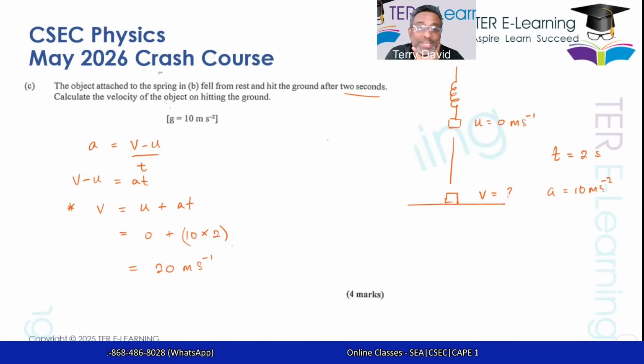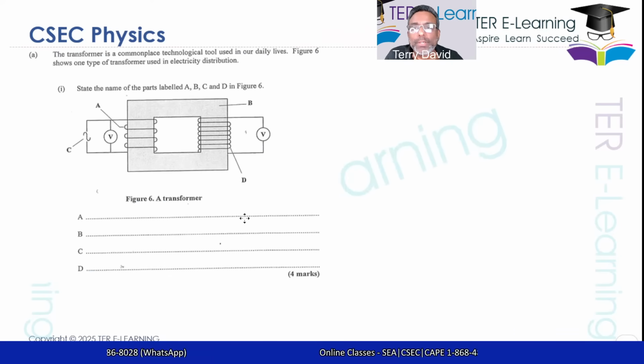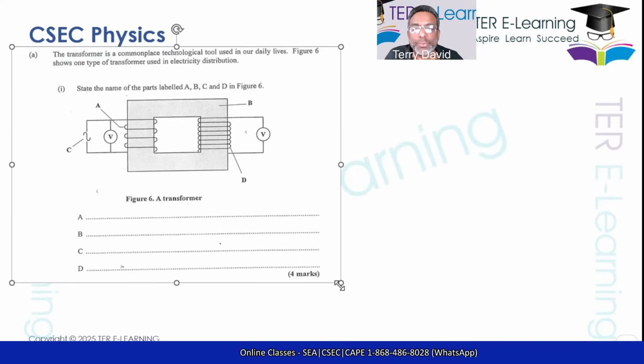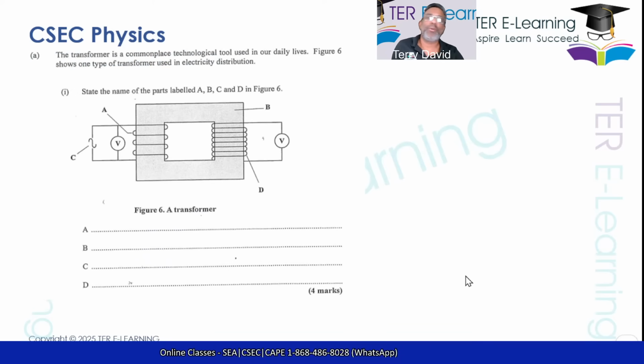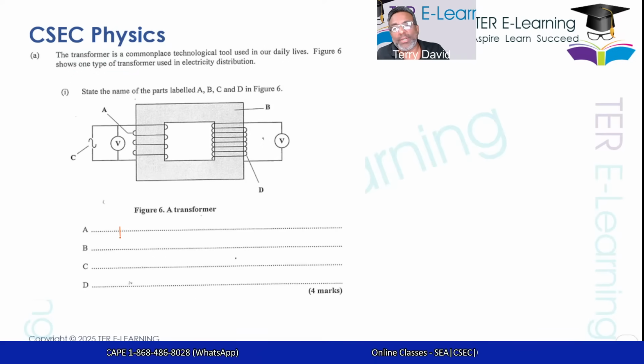Okay, so question 6. We just did a question from the 2019 paper, and it was on transformers. In 2018, they asked about transformers again. So we saw another question where we had to label a transformer. We have a transformer, and we want to label the parts A, B, and C. So first of all, A is going to be your primary coil, right? B is going to be your soft iron core, right? What is C?